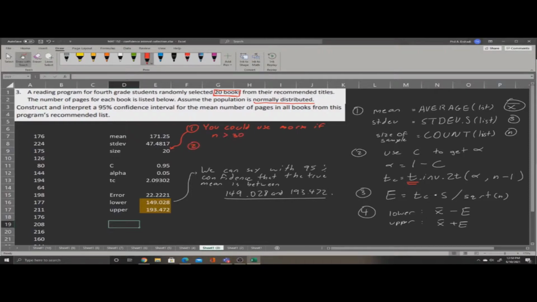However, also, in order to use norm, we must also know the population's standard deviation. The standard deviation that we have here is the sample standard deviation. However, that only tells us what the standard deviation is for these 20 samples. We actually don't know the rest of the population's standard deviation. Therefore, we still use T inverse two-tail.